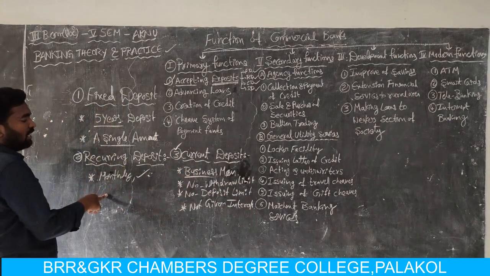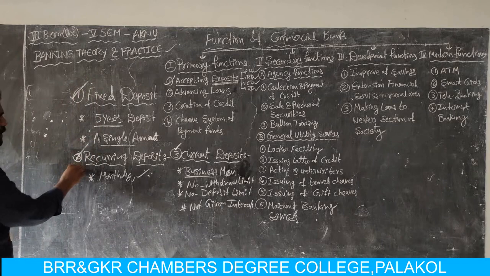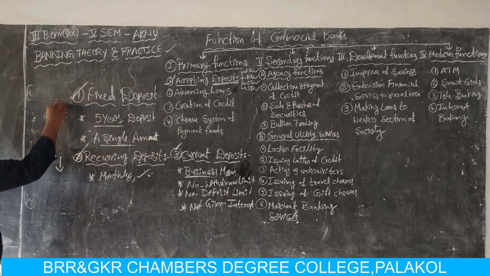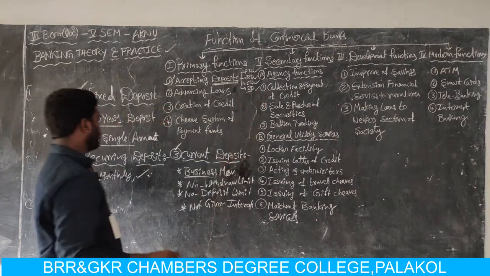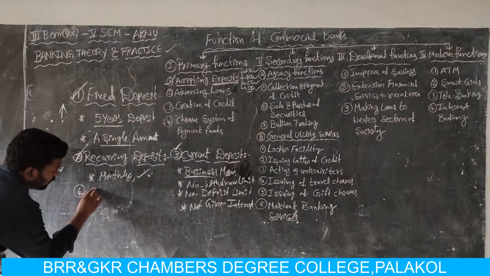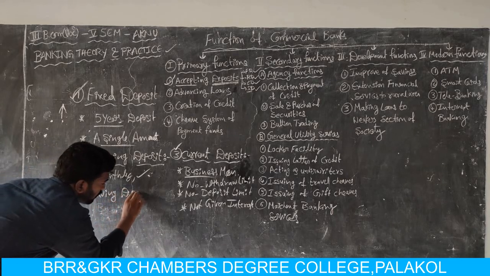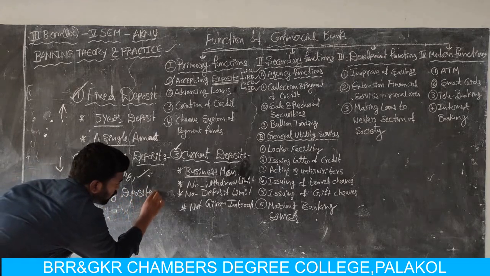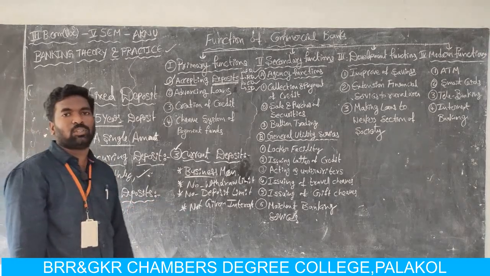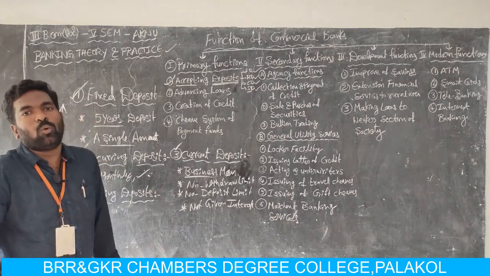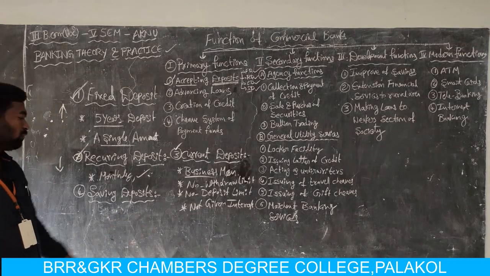Compare with fixed deposit and recurring deposit: the fixed deposit interest rate is very high and the recurring deposit interest rate is lower. This is the low interest rate, this is the high interest rate. Then the fourth one, saving deposits, SD stands for saving deposits. Saving deposits are given to common people who want normal deposits or normal savings.